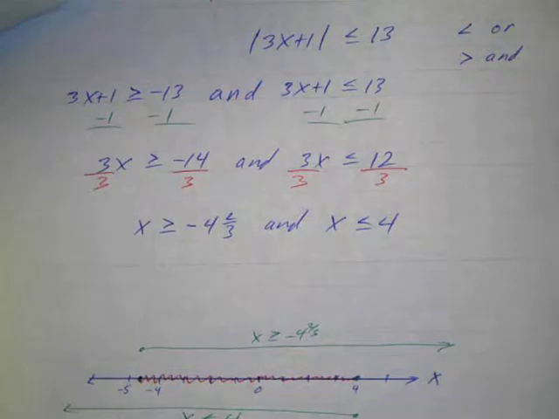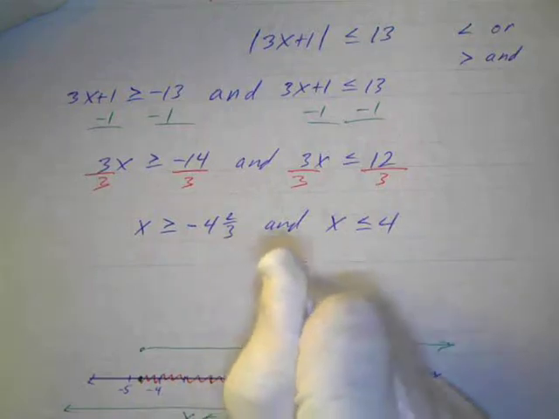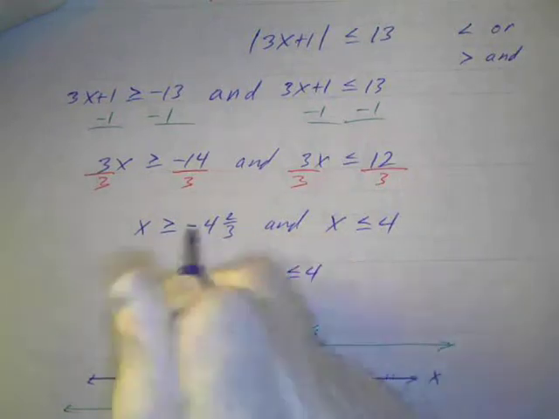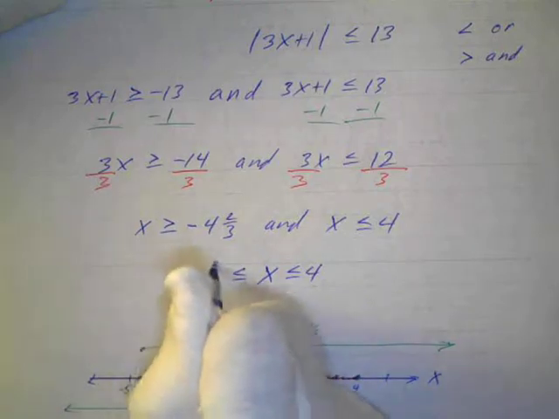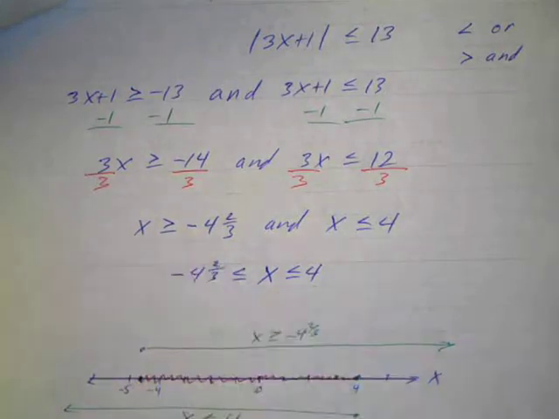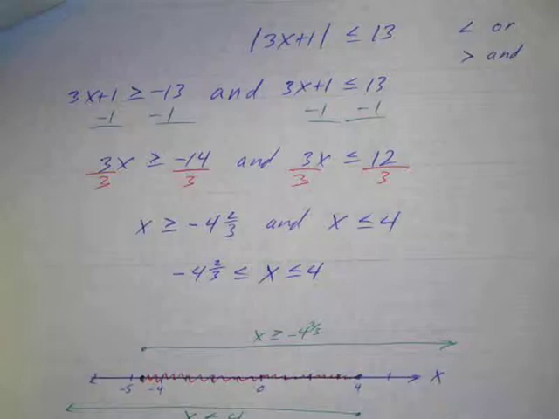And like I said, another way to write it is, since this is less than 4, you can just write x is less than or equal to 4, and x is, see it's pointing to, greater than or equal to negative 4 2/3. So you could also write it like that. You can do that with a conjunction, not a disjunction. You can do that with the and, not with the or.